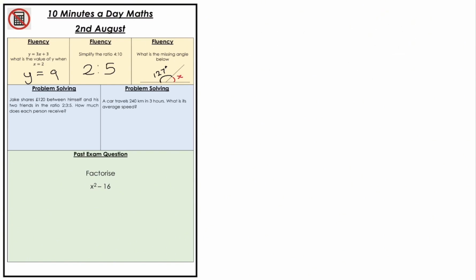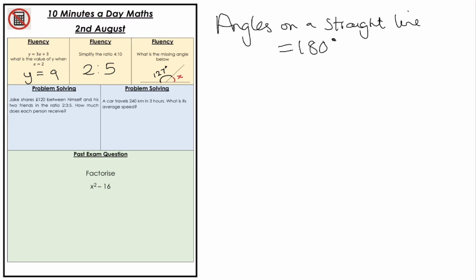Right, let's have a look at number 3. What is the missing angle below? Firstly, you need to remember angles on a straight line. Oh, I can spell today. Angles on a straight line equal 180 degrees. So if we're calculating the missing angle, this is just a subtraction.